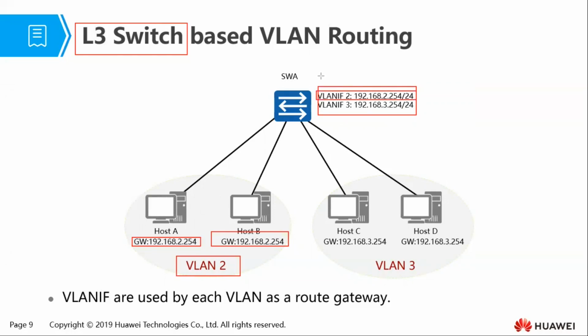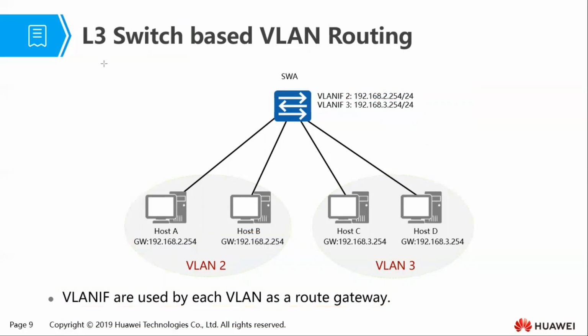So when they want to send a packet to host C or D, which are on a different VLAN, they have to go through the VLAN if. They have to go through the VLAN interfaces. VLAN ifs are used by each VLAN as a route gateway. So let's see how that is configured.